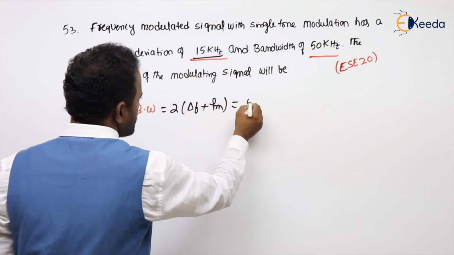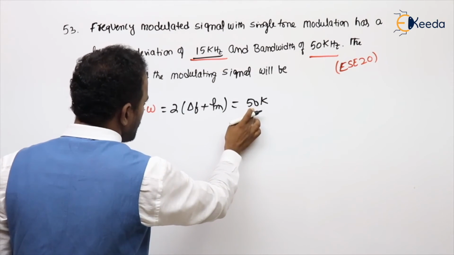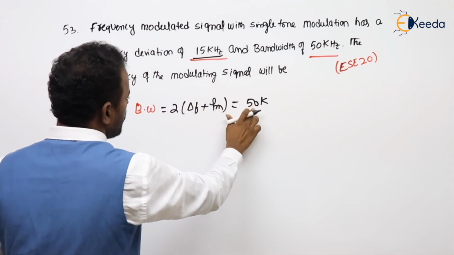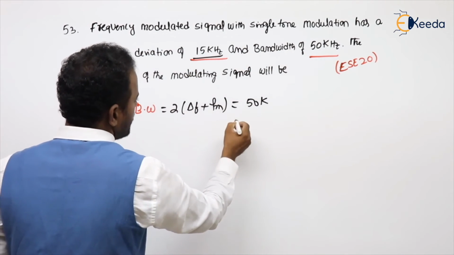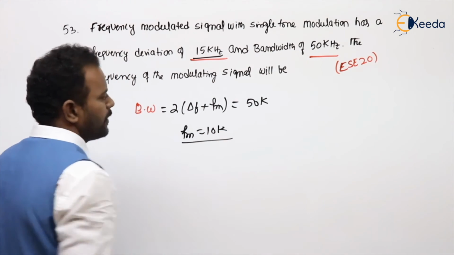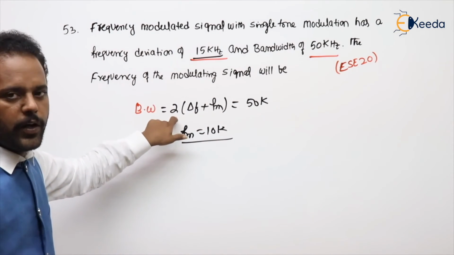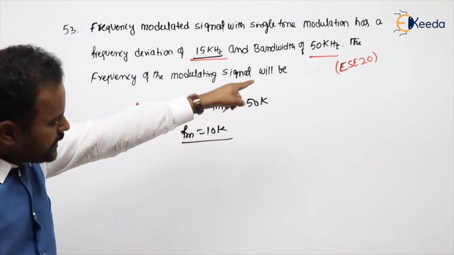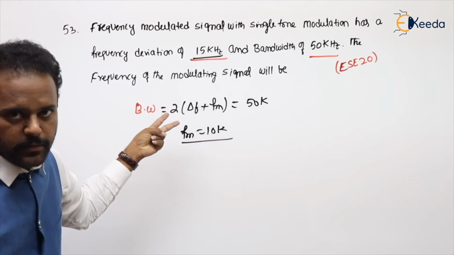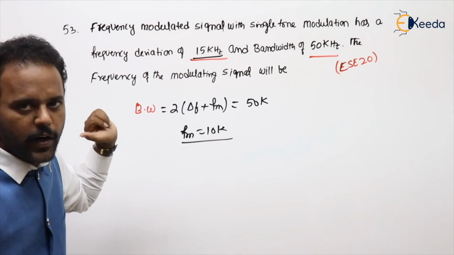What is this value given? 50K. So bring the 2 this side, 25. What is delta f given? 15. 25 minus 15, then it will be 10. So f_m is 10K. Very simple problem. You need to understand directly how to bring this formula. It should be in our mind. This was asked in the ESE 20 for 2 marks. This question takes just 10 seconds if you know how to do it accurately.